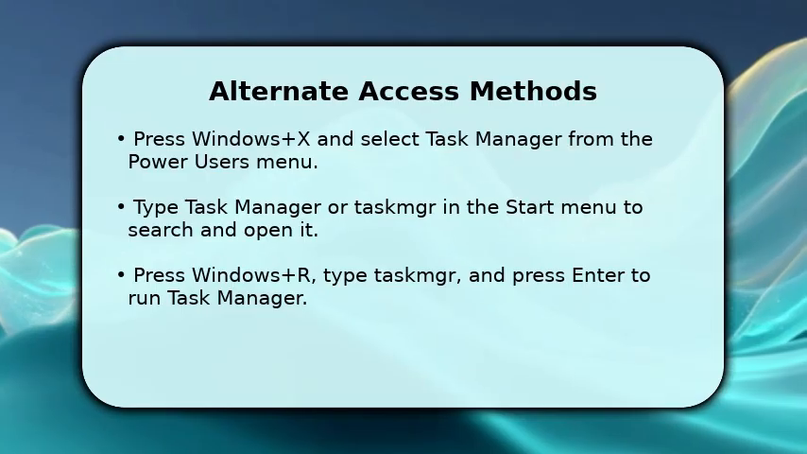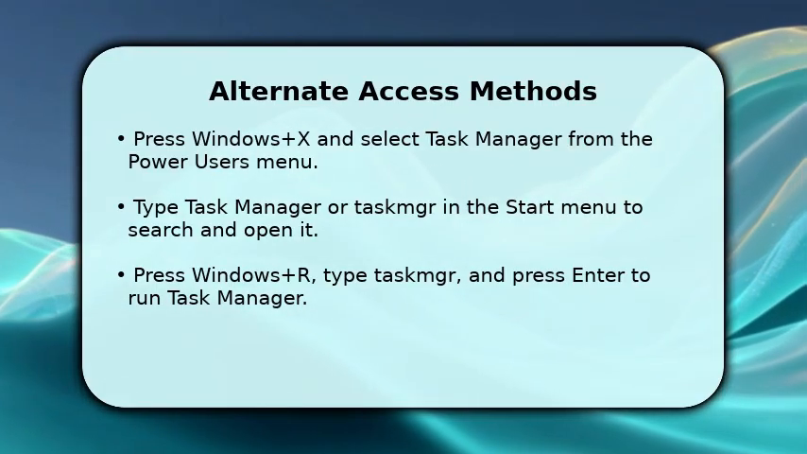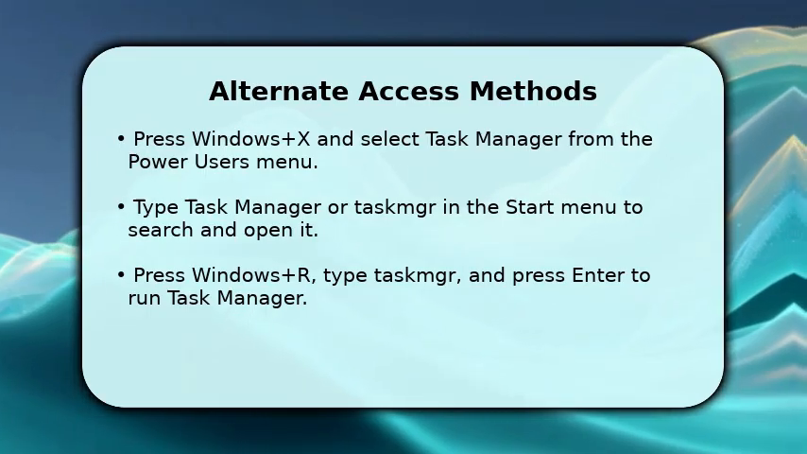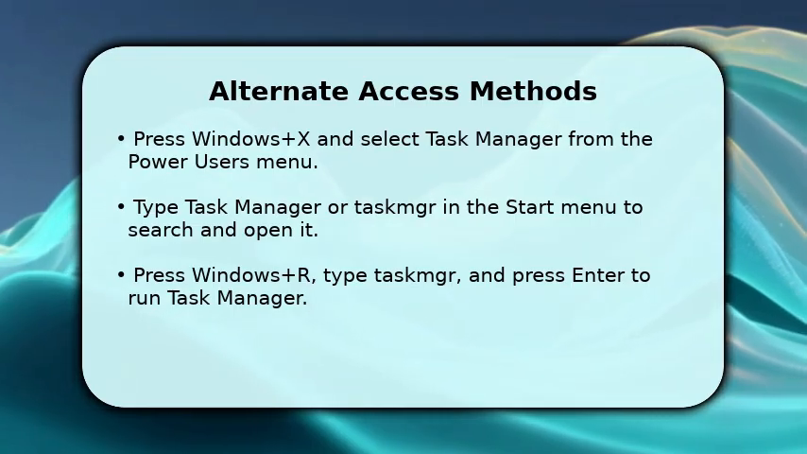There are additional ways to launch Task Manager when shortcuts are unavailable. Press Windows plus X and select Task Manager from the Power Users menu. This works on laptops where the taskbar is hidden or locked.